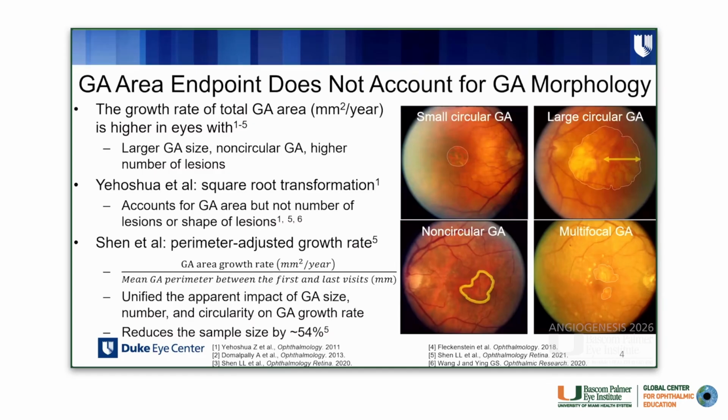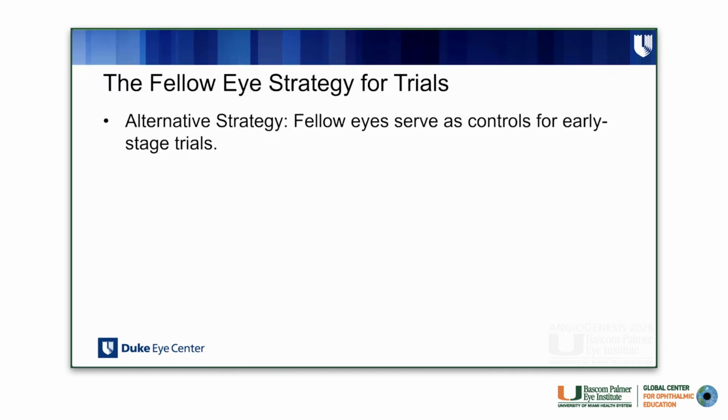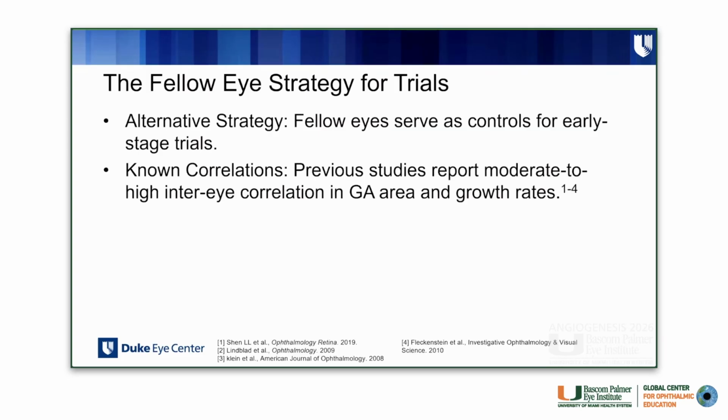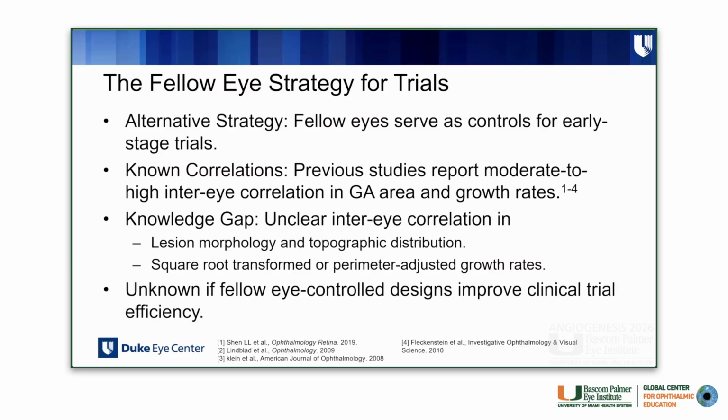This metric unifies these morphological factors into a single measure, which we have shown can reduce the sample size requirement by about 54%. An alternative strategy for clinical trials is to use fellow eyes as the controls. Previous studies have reported moderate to high inter-eye correlation in baseline GA area and the GA area growth rate. But it's currently unclear if the fellow eyes of patients with bilateral GA have similarities in lesion morphology, topographic distribution, and square root transformed or perimeter adjusted growth rate. In addition, we don't know if and how much a fellow eye control trial will improve clinical trial efficiency.